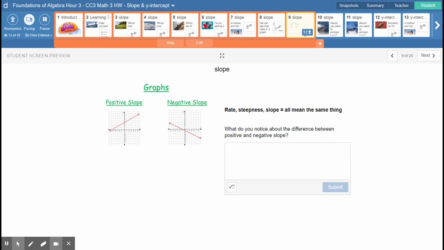All right, so again, taking a look at slide 9, you are giving me one observation that you notice between the positive slope and the negative slope.